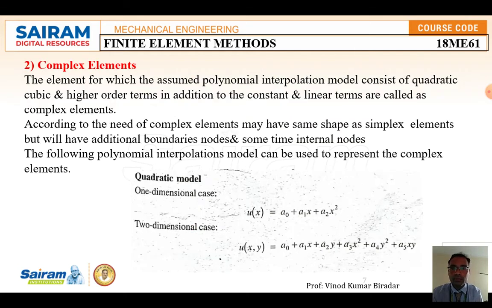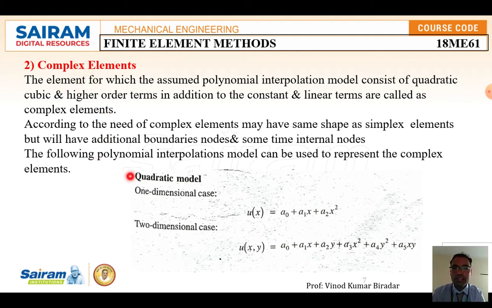Coming to the second one, the complex element. Here, extra nodes are introduced in between nodes. Such an element we are going to call a complex element. The element for which the assumed polynomial interpolation model consists of quadratic, cubic or higher order terms in addition to the constant or linear terms is called a complex element. That means the number of nodes in the element is higher. Such an element we are going to call a complex element.